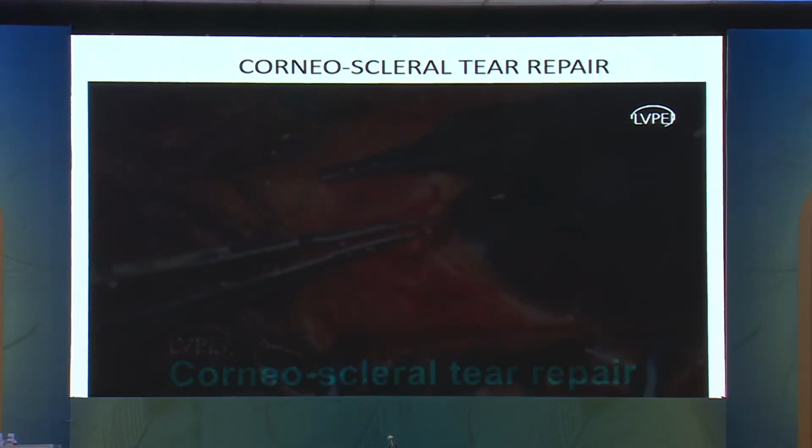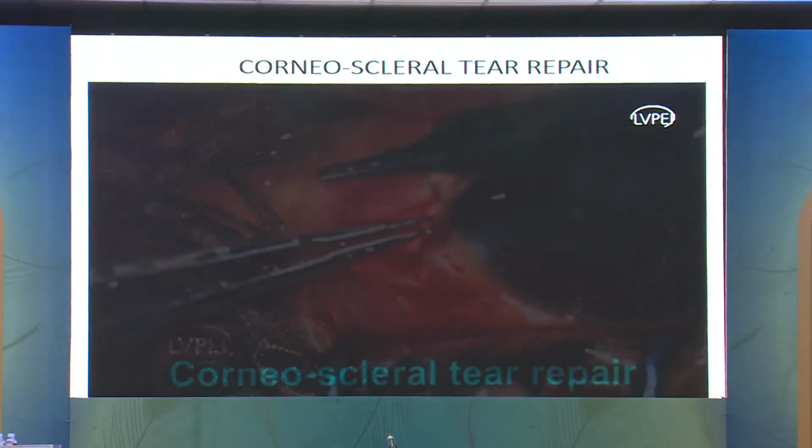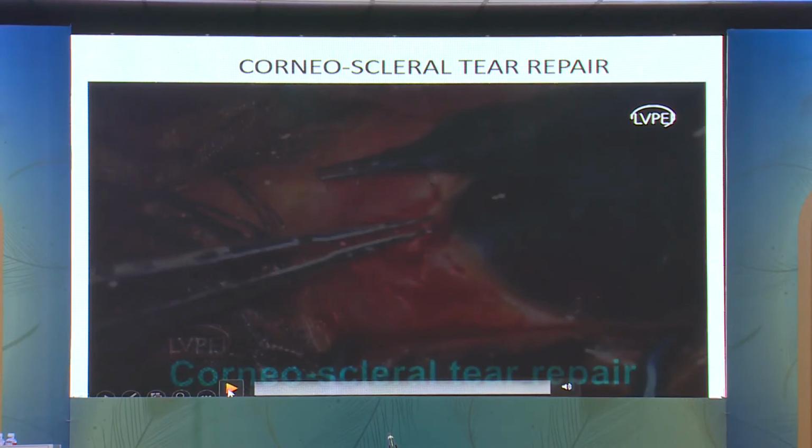So coming to scleral tears, which often have a corneo-scleral component. Similarly, the first suture has to be applied at the limbus.